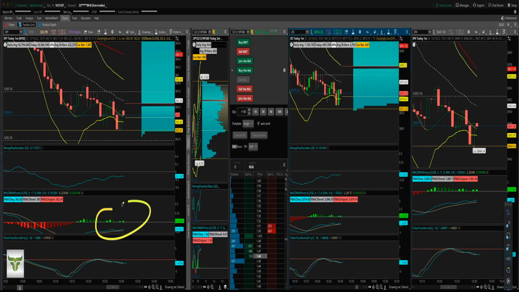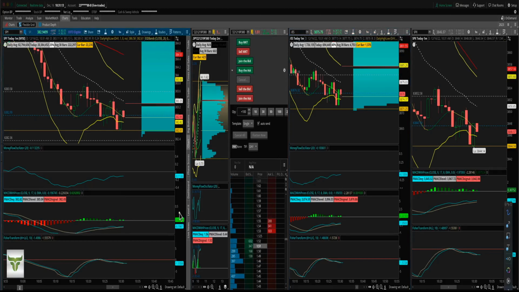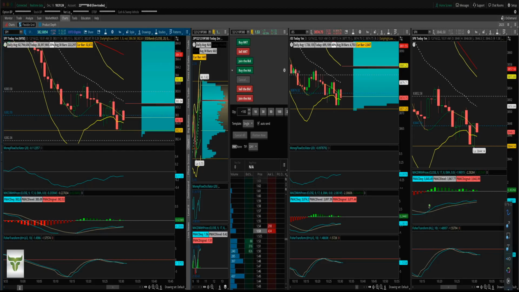So right here you can see on the MACD, this is a momentum MACD with prices, right? It's cycled down to the bottom right down there, but it's trying to slope up. That's kind of bullish right there. That's a bullish divergence right there. You can see it.